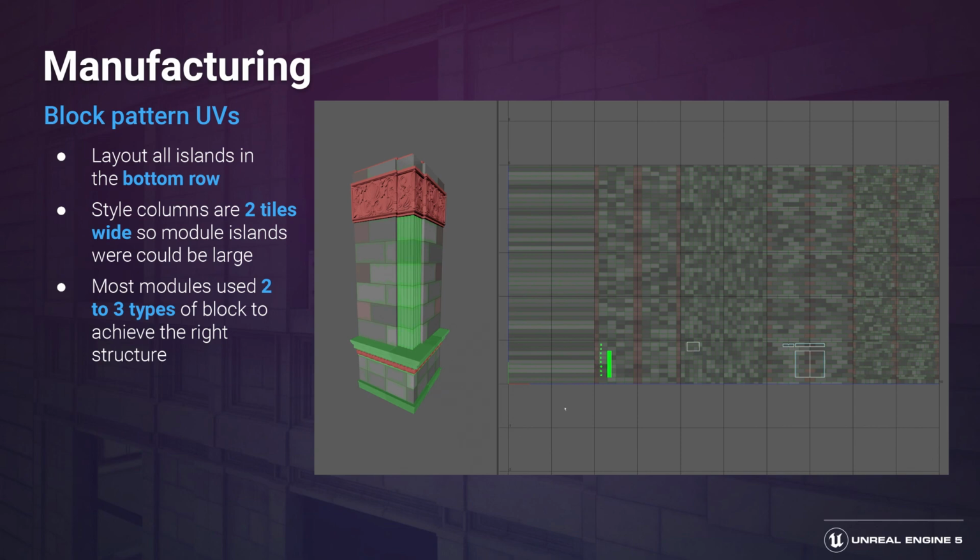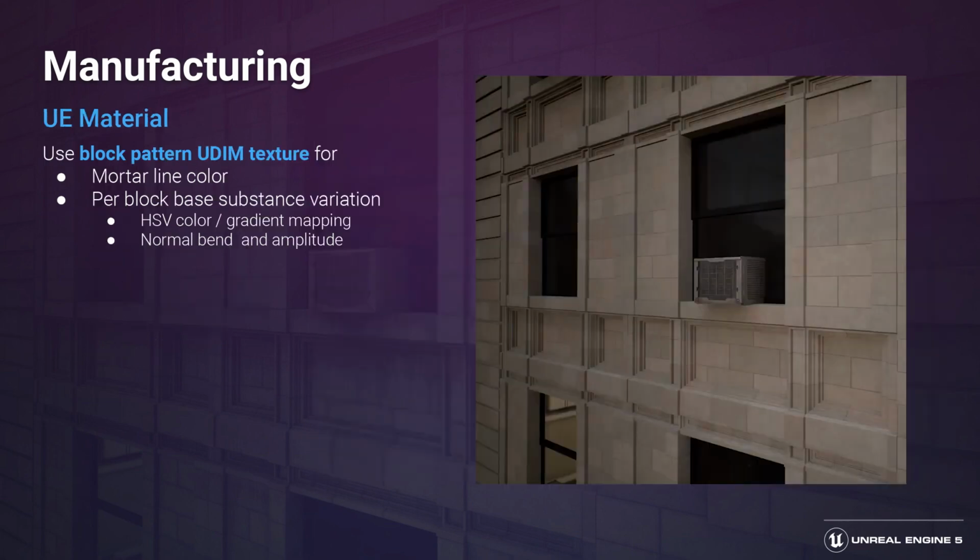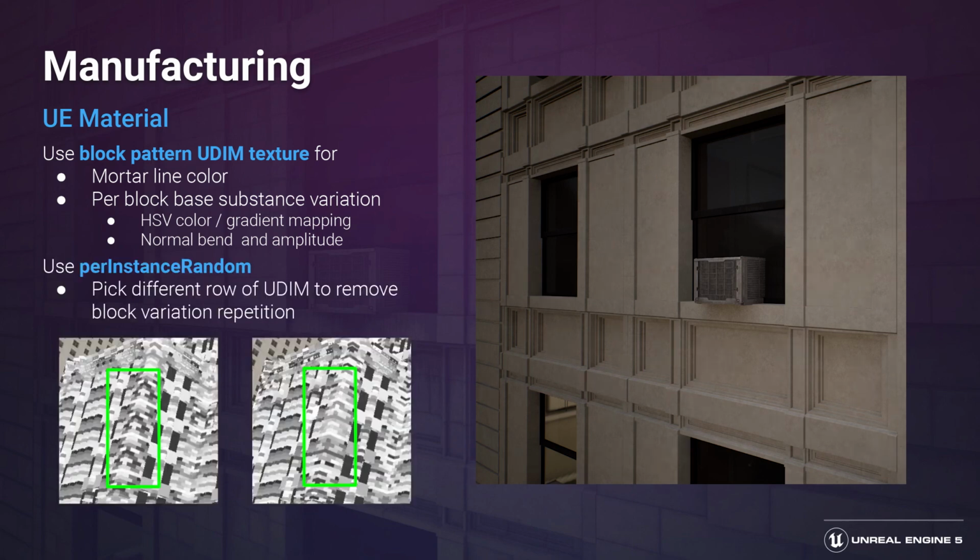We use style columns that are 2 tiles wide, so module islands could be large and cross the border of 2 tiles. Most modules use 2 to 3 types of block to achieve the right structure. Now, in our material, we add functionality to use these block pattern UDIM textures for mortar line color, also for per block base substance variations of color and normal. We use per instance random to pick different rows of UDIMs and remove block variation and repetition.